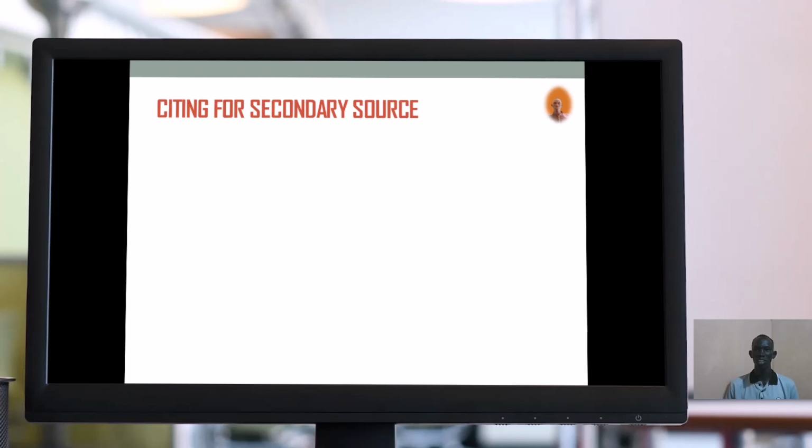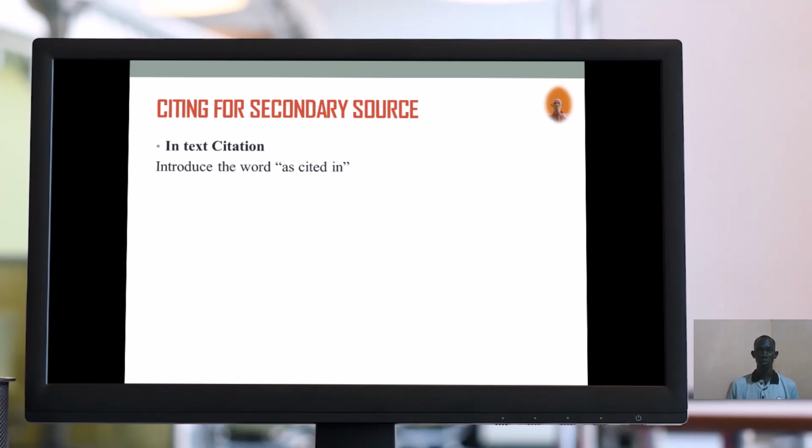Now this takes us into how to cite for secondary sources. Take a scenario where you read information from a secondary source but not from the original source. This is how you can do it, because in most cases we read a work and don't find it from the original writer.